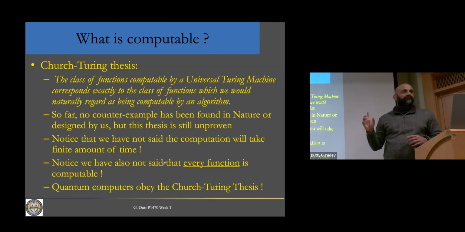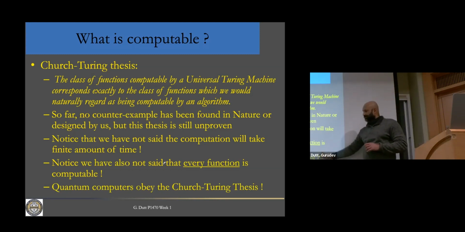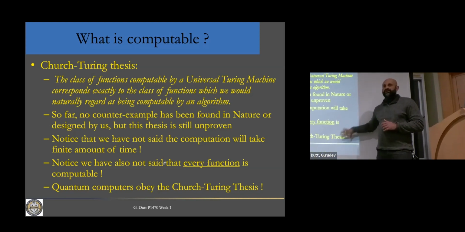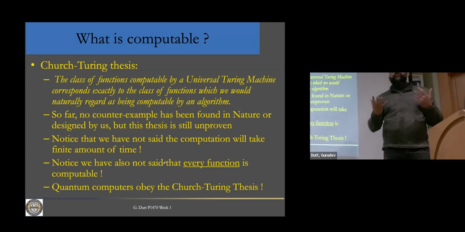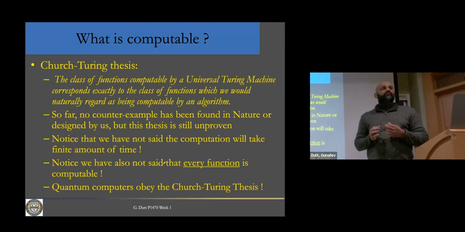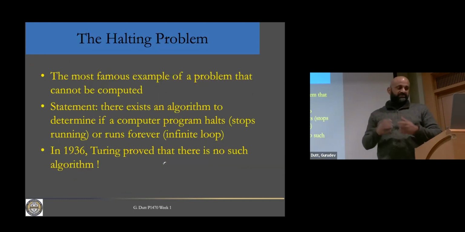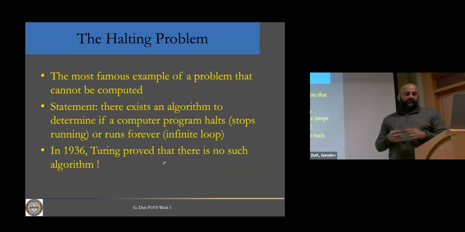But I also want to finally emphasize that quantum computers obey the Church-Turing thesis. They don't violate this thesis. They are still within the class of computers that a universal Turing machine could simulate. So what is it then that quantum computers give us? We'll come to that in a minute. Any questions about this? Maybe as things go along, this will become more clear.